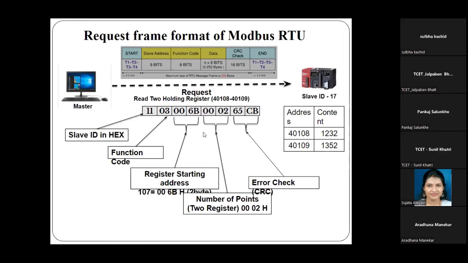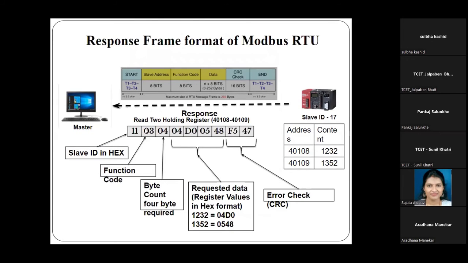Next one is this two. How many registers does it want to read? That is mentioned in the next 2 bytes. So it is only two registers. So it mentions 0002. Now here, this is the CRC, cyclic redundancy check. It is generated by the master. When it transmits this frame towards the slave, after reading this request from the master, the slave responds with another frame.